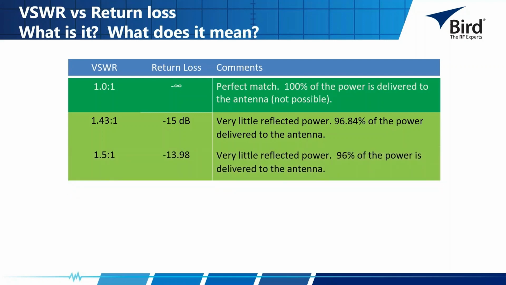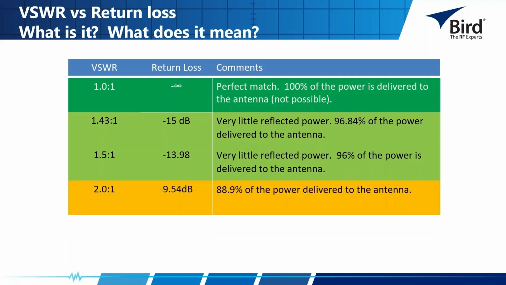If we have a VSWR of 1.5 to 1, negative 13.98 dB return loss, or round it to negative 14 dB, that also means very little reflected power. 96% of the power gets delivered to the antenna, only 4% gets reflected back. And most antennas will be spec'd either between a certain frequency band at either 1.5 to 1 VSWR or negative 14 dB return loss. Those are the common goals, to have everything be at that value.